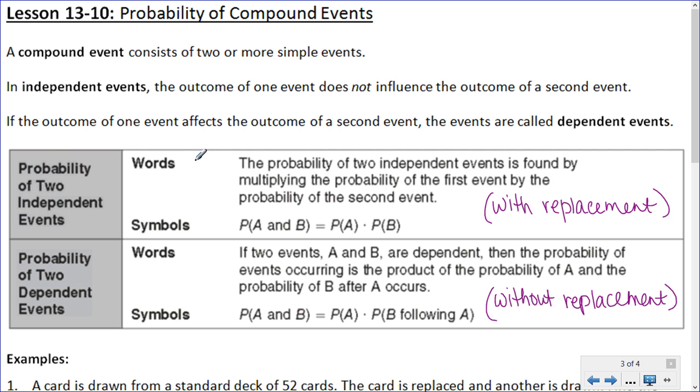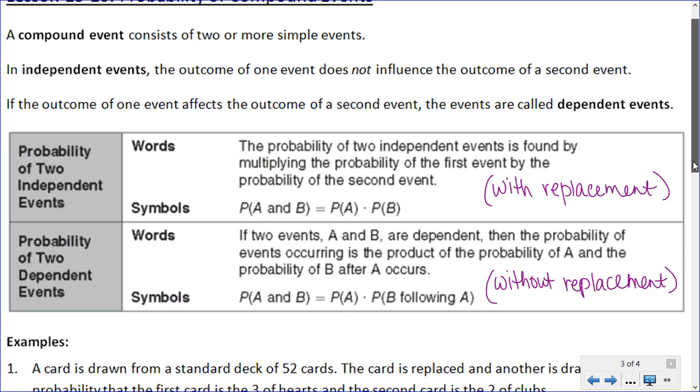Okay. And then to find the probability of two independent events, we just multiply the probability of the first event by the probability of the second event. So to find the probability that A and B both happen, we multiply the probability of A times the probability of B. If two events A and B are dependent, then the probability of the events occurring is the product of the probability of A and the probability of B after A occurs. So this probability here is not as straightforward to find. You have to consider that A has already happened before you calculate this probability. So let's go ahead and look at some examples.